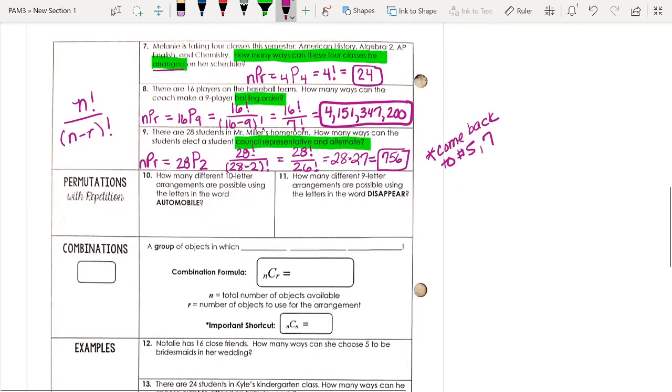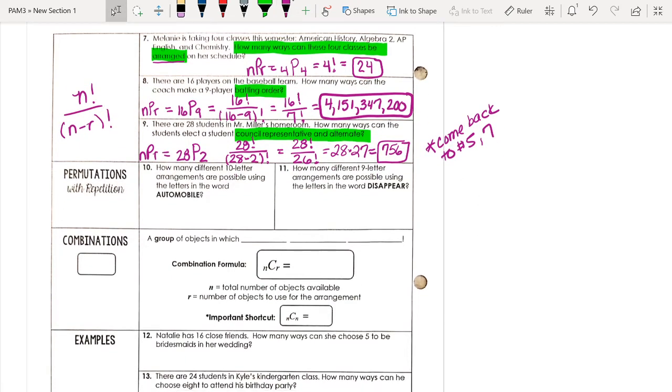All right, we're almost done with permutations. Here we go, number 10. Now, this is called permutations with repetition. We're still going to be arranging something, and order is going to matter, but we're going to have repetitions. Let's read number 10: How many different 10-letter arrangements are possible using the letters in the word automobile?